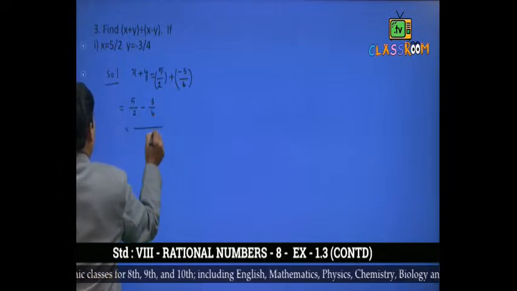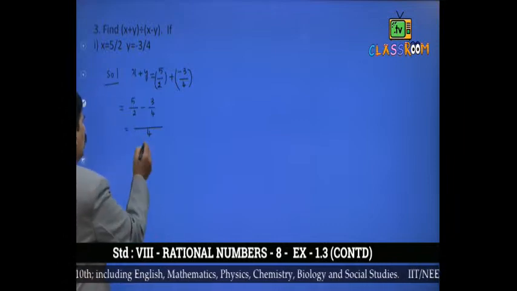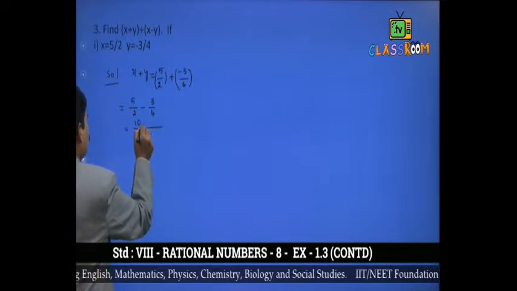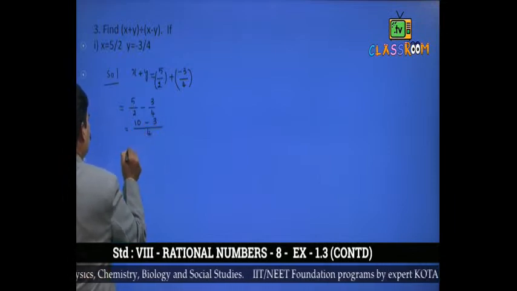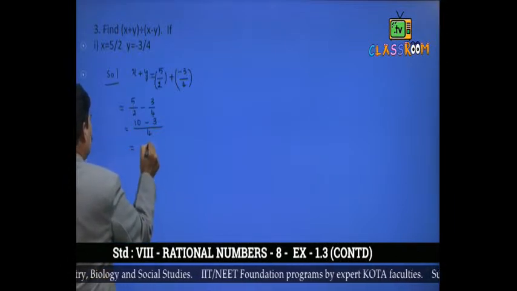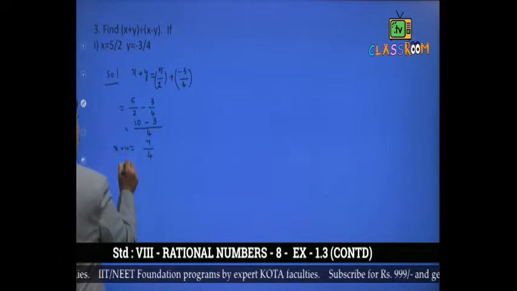You know the LCM of 2 and 4 is 4 here. So 2 goes 2 times, 2 5s are 10. Minus 4 1s are 4, 1 3s are 3. So this is equal to 10 minus 3, that is 7 by 4. This is the value of x plus y.